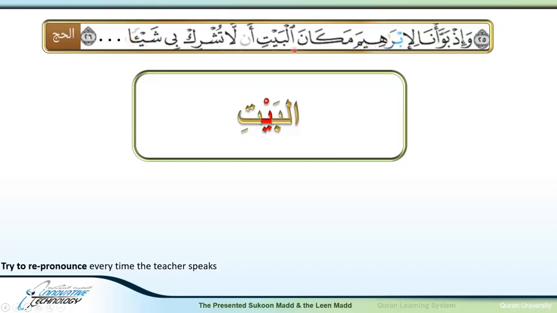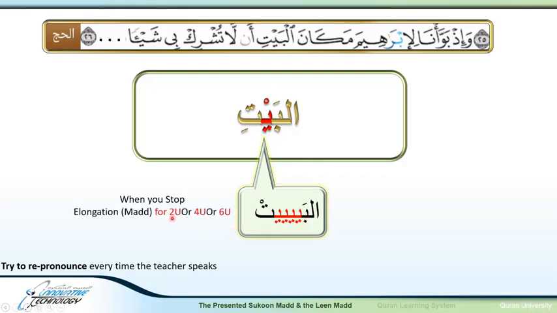Now if we pause at Al-Bayt, وَإِذْ بَوَّأْنَا لِإِبْرَاهِيمَ مَكَانَ الْبَيْتِ, in that case, we extend this ya for a duration of 2 units or 4 units or 6 units as a Leen mad. And the ya here is considered a Leen letter rather than a mad letter because we have it preceded by a letter with a fatha and it has a sukoon.